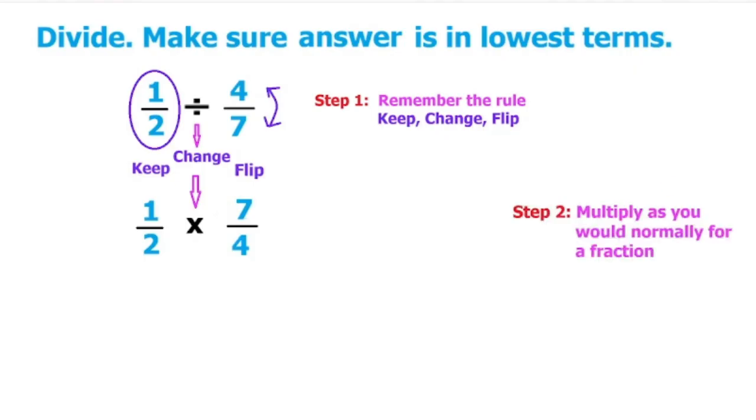Now we multiply as you would normally for a fraction. And again, there's links in the description on multiplying fractions. But we know that to multiply fractions, you just multiply the top with the top and the bottom with the bottom. So we know that 7 times 1 is 7, and then 4 times 2 is 8. So the answer equals 7/8.